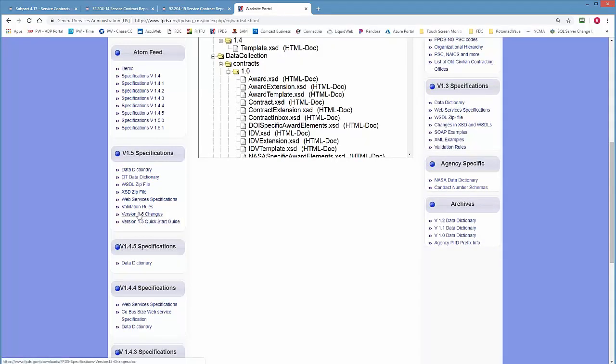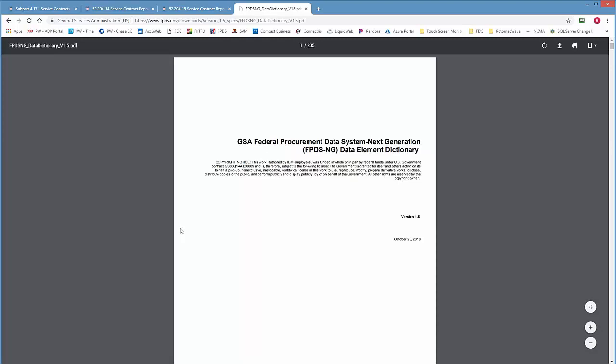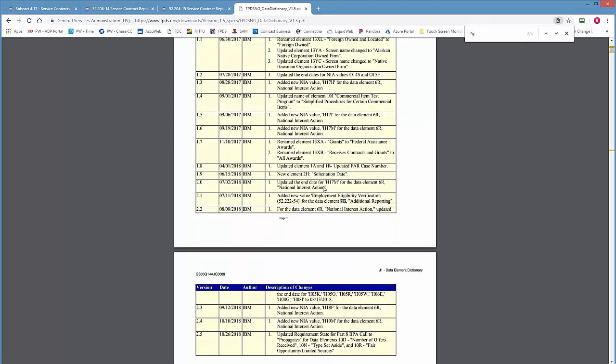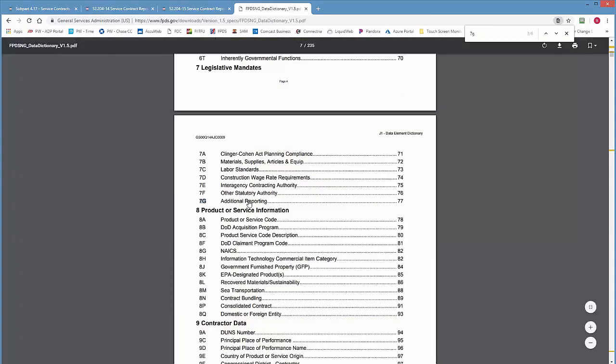We'll look at version 1.5, which is the latest. That was introduced on October 1st, 2017. And they introduced two fields that are related to one another. One we went through a couple weeks ago. That is 6T, inherently governmental functions. This one is 7G, additional reporting, right here.